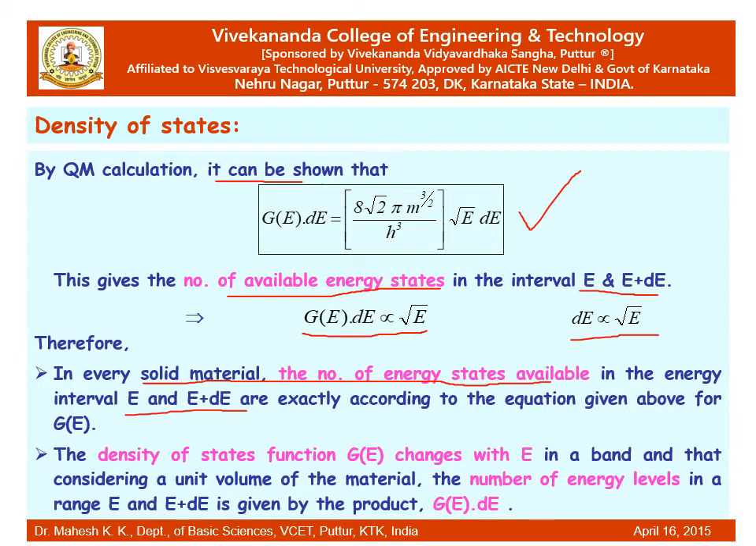The density of states function changes with E in a band, considering a unit volume of the material. The number of energy levels in a range E and E plus dE is given by the product g of E into dE.